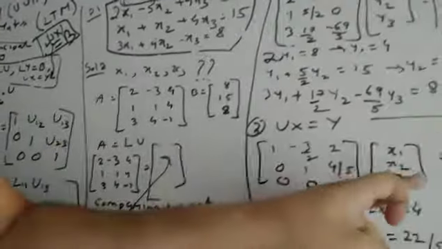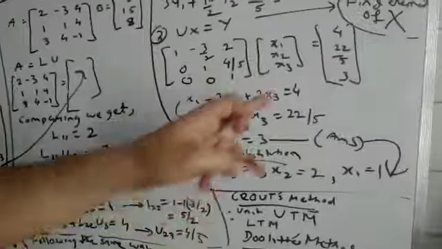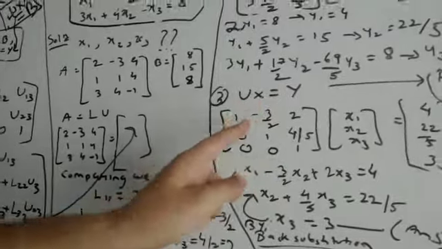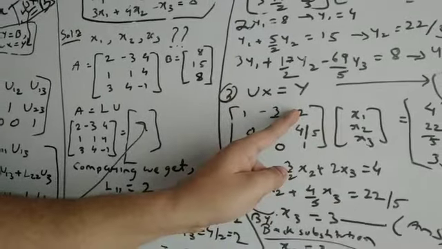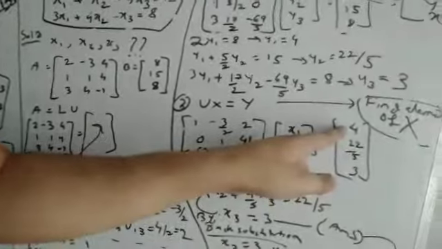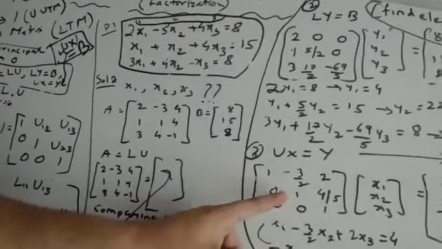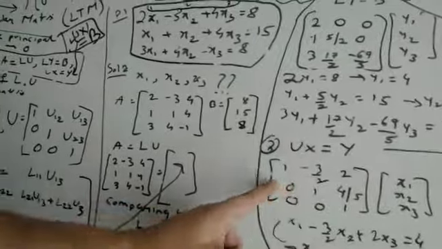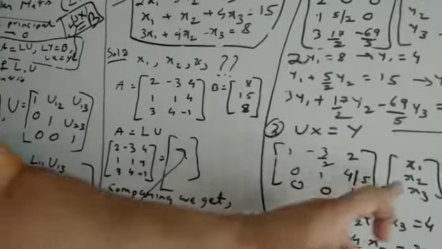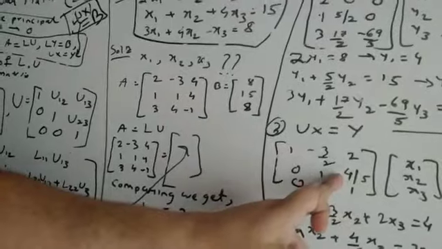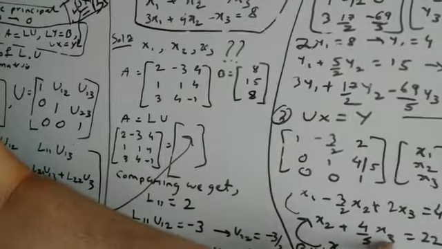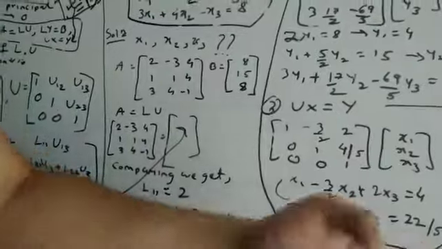Fine. So again the process is same. Simply multiply this and equate with this. So see, first x1 minus 3 by 2 x2 plus 2 x3. This should be equal to 4. Okay, for the second case, 0 into x1 is 0 plus 1 into x2 is x2 plus 4 by 5 into x3, so 4 by 5 x3. This is equal to 22 by 5. Finish. And for the last case, only this term is left. So x3 is equal to 3.